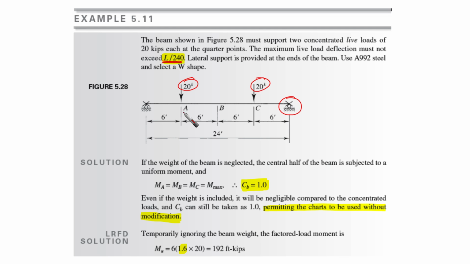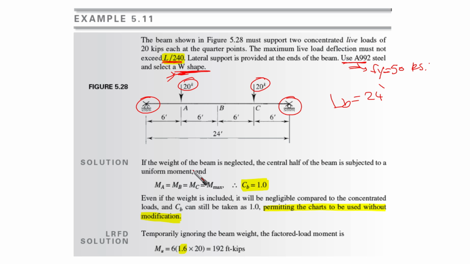So we have lateral support at the ends, which means that the unsupported length, Lb, the unbraced length, is going to be 24 feet. Use A992 steel and select a wide flange shape. This means that our Fy equals 50 ksi, and wide flange means that we can use the charts. These are the two main conditions for us to use the charts.